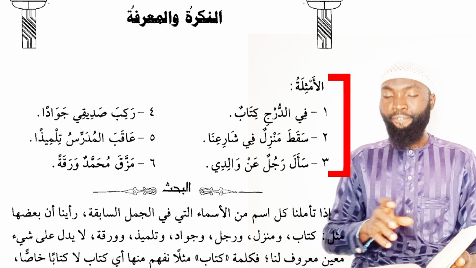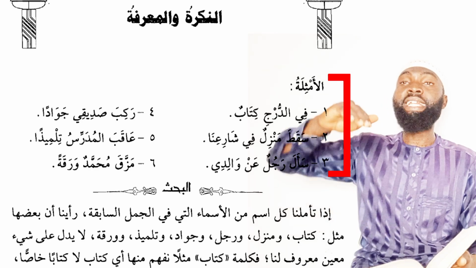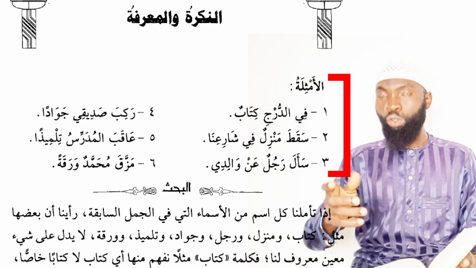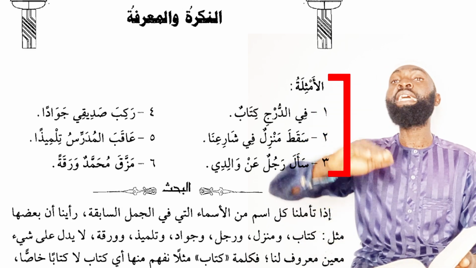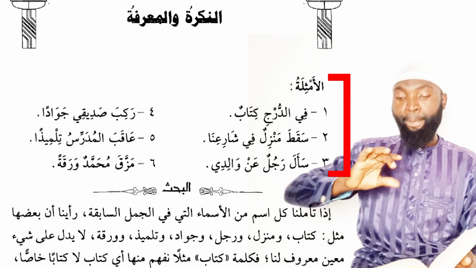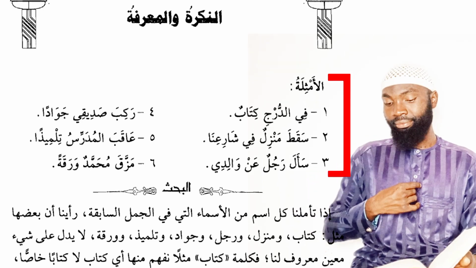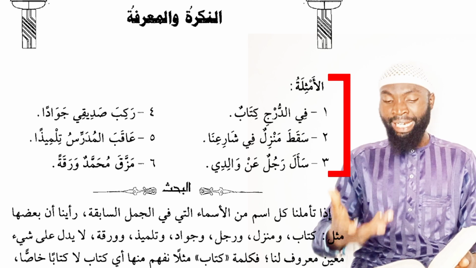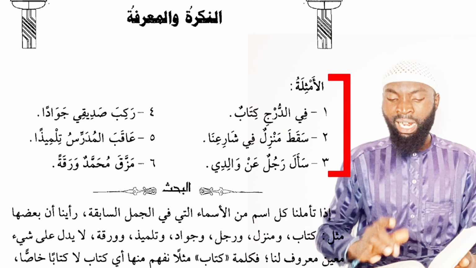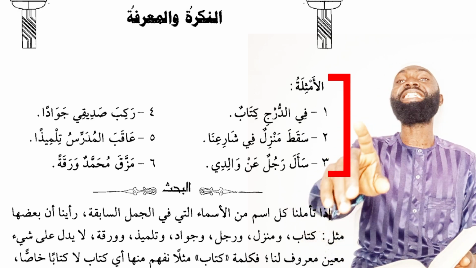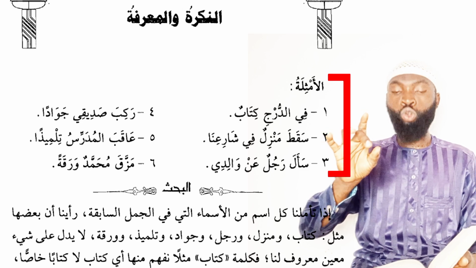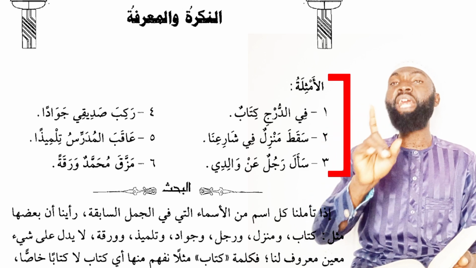The first example says, Fi duruji kitabun. In the staircase, there is a book. Number 2, we have Saqata manzilun fi shari'ina. A house fell in our streets. Number 3, we have Sa'ala rajulun an walidi. A man asked about my father. Number 4, we have Rakiba Sadiqi Jawadan. My friend rode a horse. Number 5, we have Aqabal Mudarrisu Tilmidan. The teacher punished a pupil. Lastly, we have Mazzaqa Muhammadun Waraqatan. Muhammad tore up a paper.